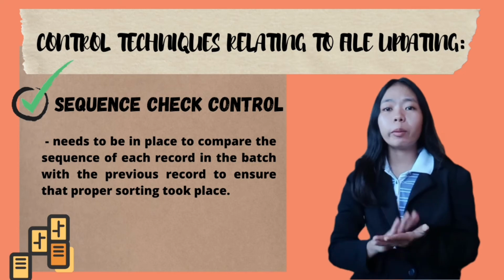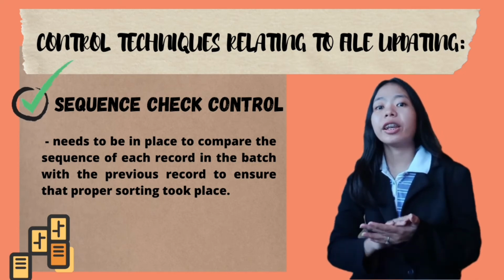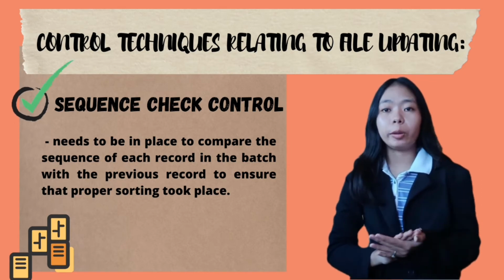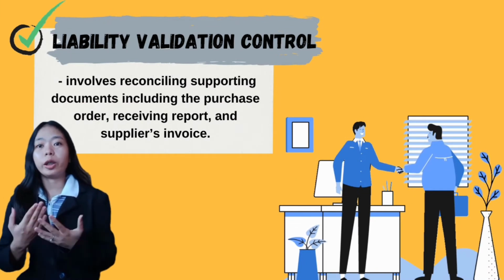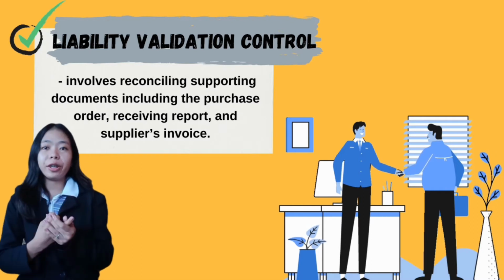A sequence check control needs to be in place to compare the sequence of each record in the batch with the previous record to ensure that proper sorting took place. Second is the liability validation control. This control involves reconciling supporting documents including the purchase order, receiving report, and supplier's invoice.